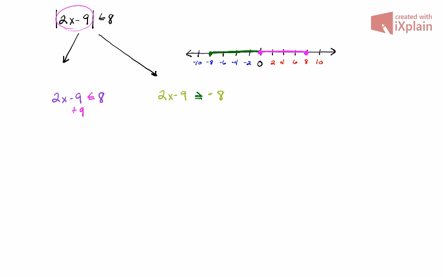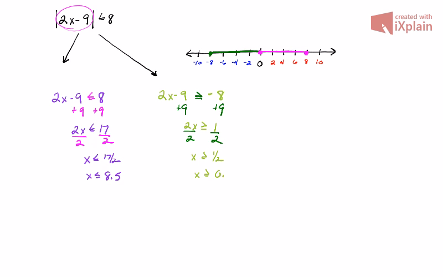So as we solve, we would add 9 to both sides. And this is going to give us 2x is less than or equal to 17. And we also get 2x is greater than or equal to +1. Now we can go through and isolate x further by dividing both sides by 2. And this results in x is less than or equal to 17 halves, or we could write its decimal equivalent, which would be 8.5. And then we would also get x is greater than or equal to 1/2, or again, we could say x is greater than or equal to 0.5.